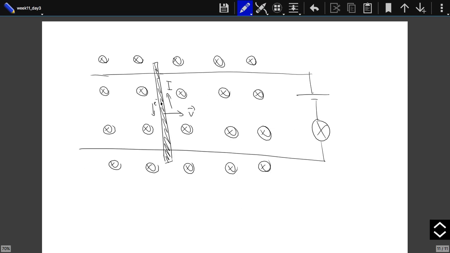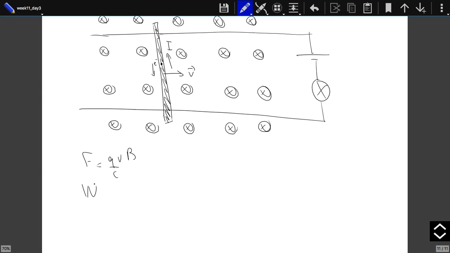What is the force acting on the electron? It will be QV times B over C. This is the force. The total work done on the electron, let's say this has a length L, will be Q over C VB times L.